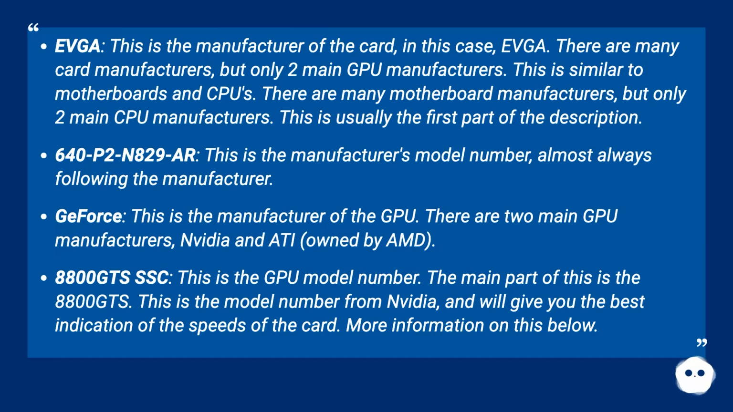GeForce, this is the manufacturer of the GPU. There are two main GPU manufacturers, NVIDIA and ATI, owned by AMD. 8800 GTS SSC, this is the GPU model number. The main part of this is the 8800 GTS. This is the model number from NVIDIA, and will give you the best indication of the speeds of the card. More information on this below.